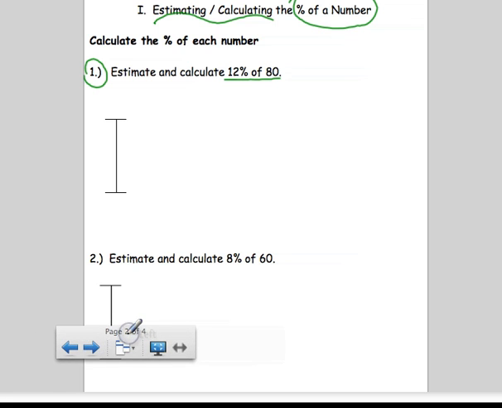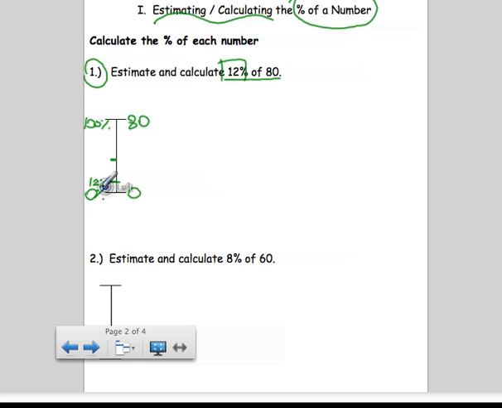So if I want to estimate 12% of 80, the first thing I'll do is use this eye chart that we used before. I'll have 0% down here, and 100% here. And I know that I'm trying to find a percent of 80, so 100% is 80, and 0% is 0. I'm going to try to estimate where 12% is. Let's think, here's about 50%. 12% is probably about here. So let's say 12% is right there.